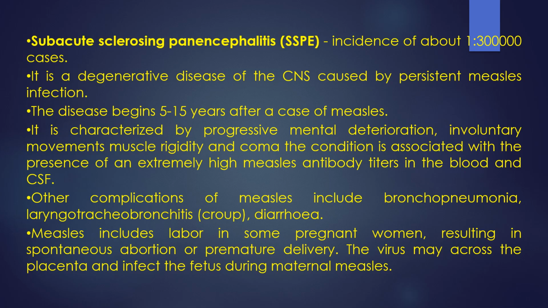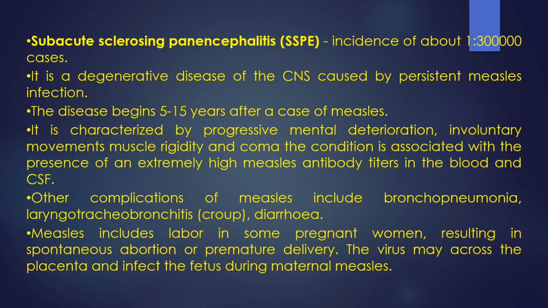Subacute sclerosing panencephalitis (SSPE) is a rare late complication of measles, occurring with an incidence of about 1 in 3 lakh cases. It is a degenerative disease of the central nervous system caused by persistent measles infection. The disease begins 5 to 15 years after a case of measles. It is characterized by progressive mental deterioration, involuntary movements, muscle rigidity, and coma. The condition is associated with extremely high measles antibody titers in the blood and CSF.